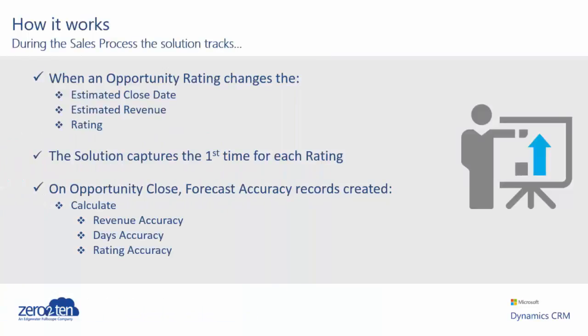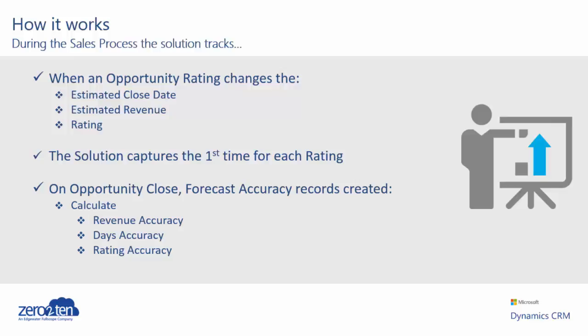So how the solution actually works is every time a deal is given a rating in the system, now out of the box we're using best case, most likely, and commit. So each time an opportunity is put into one of those ratings, we're going to capture some data. We're going to capture the estimated close date, the revenue, and the rating itself. Now we're only going to do that the first time that that given opportunity is rated for that given level.